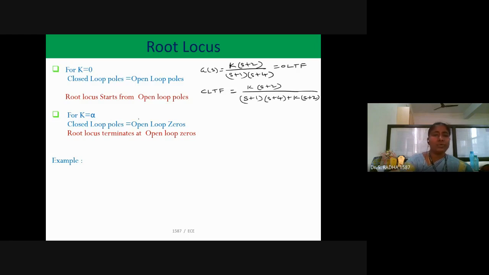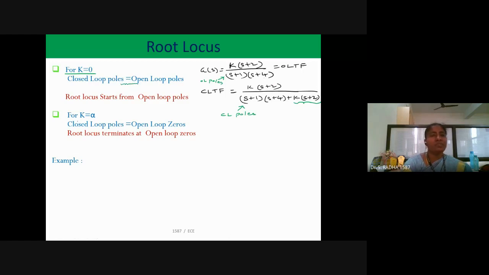Now you try to put K equal to 0 and K equal to infinite, then we can understand what they mean. For K equal to 0, this second term will become 0. So you can see this is open loop poles, and this is closed loop poles. The denominator second term is 0, so closed loop poles and open loop poles are equal when you are putting K equal to 0.